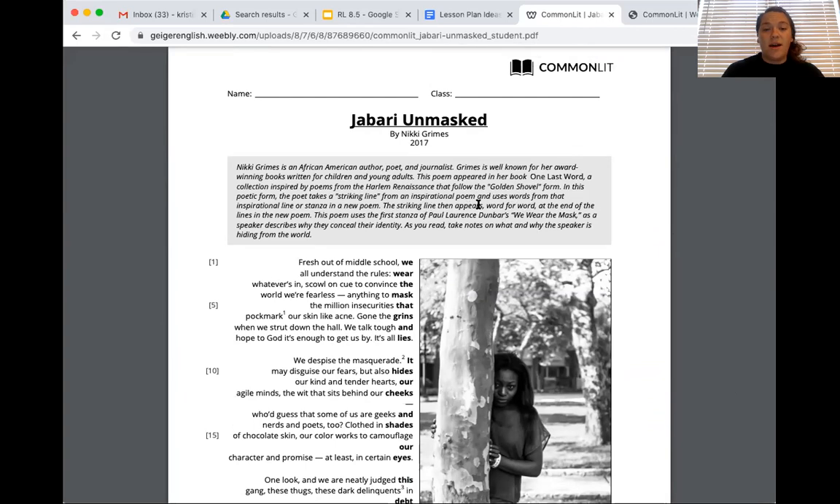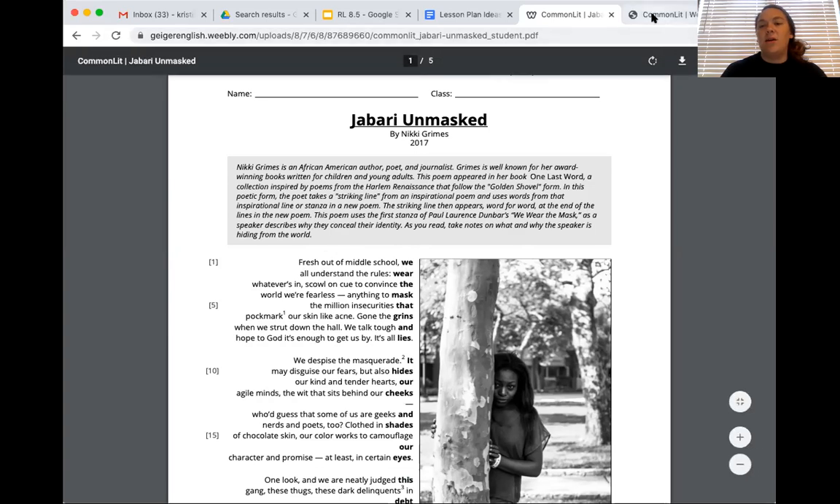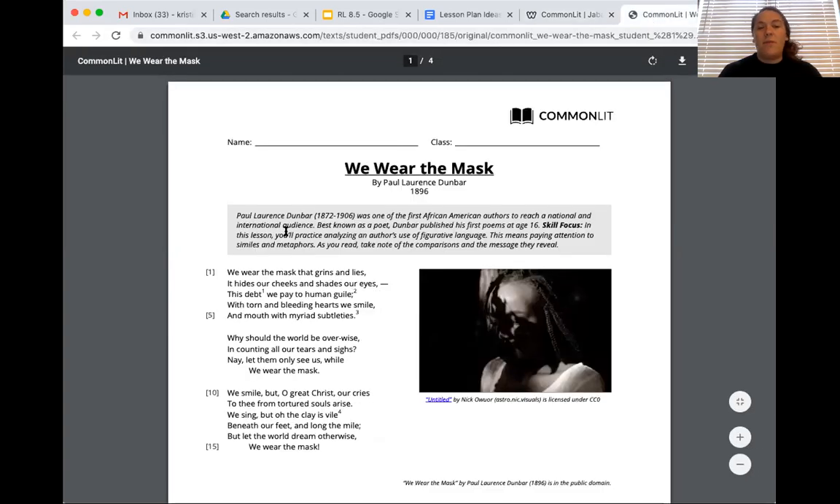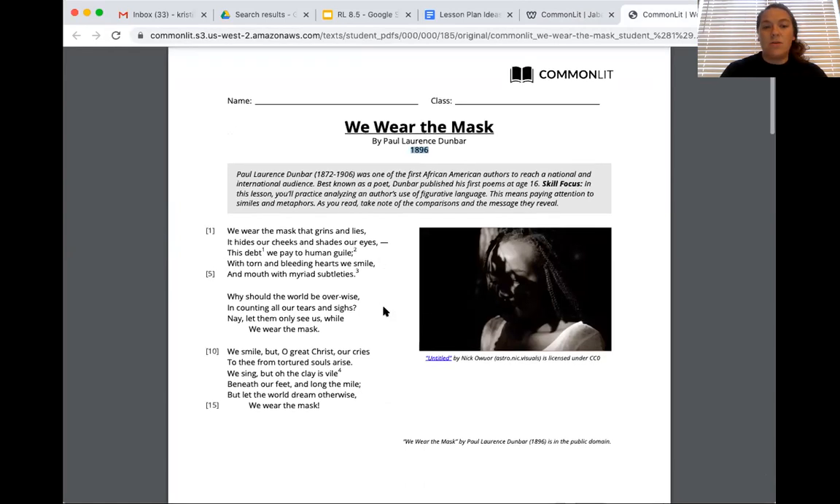So it says the striking line appears word for word at the end of the lines in the new poem. So this is a new poem. It was written again in 2017, and it's telling you that this line, what I just read, appears in another poem. Well, in fact, it does, and I'm going to go to that poem right now. The poem that it appears in is called We Wear the Mask, and that poem was written in 1896. So right there, you can see how these poems are different, but we're also going to see how they are very, very similar.